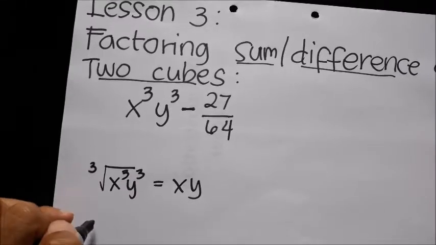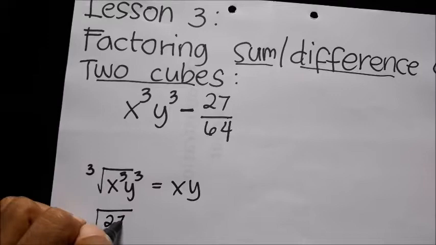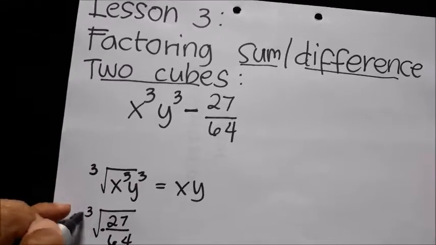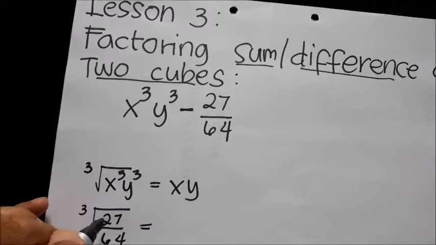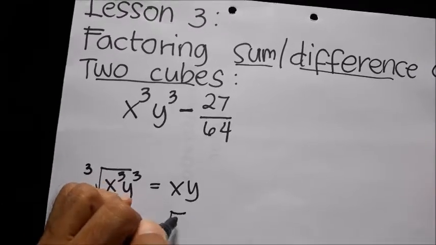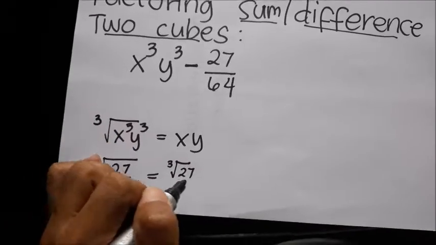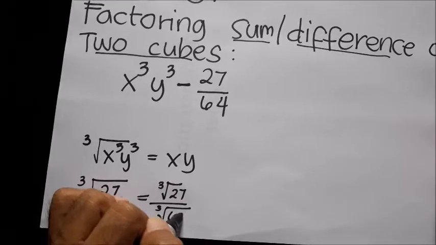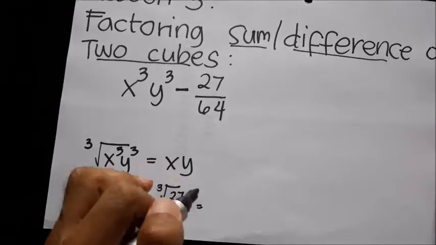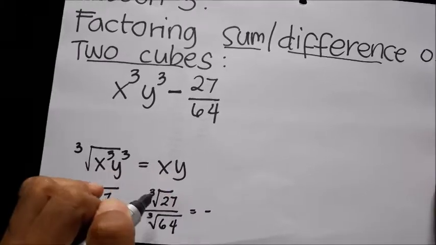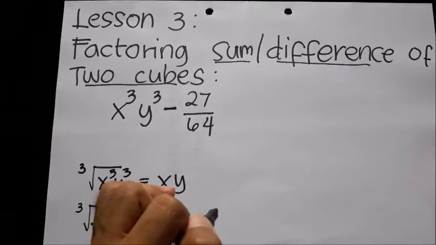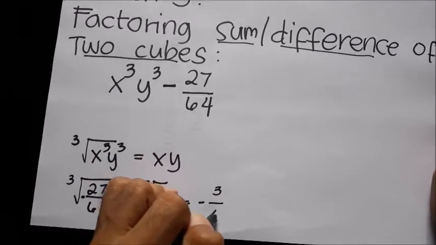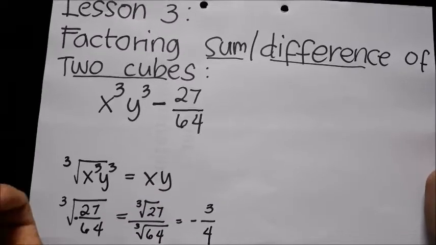Then we have the cube root of negative 27 over 64. So ang cube root niya is, to find the cube root of that, get the cube root of the numerator, then get the cube root of the denominator. So that is negative. Cube root of 27 is 3. Cube root of 64 is 4. So negative 3 over 4.